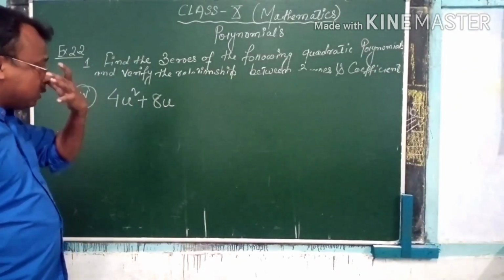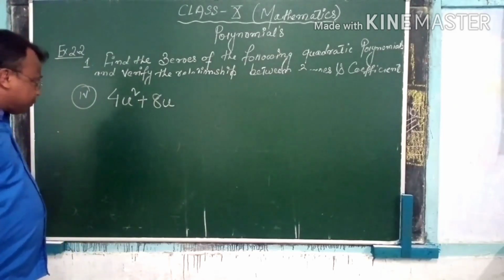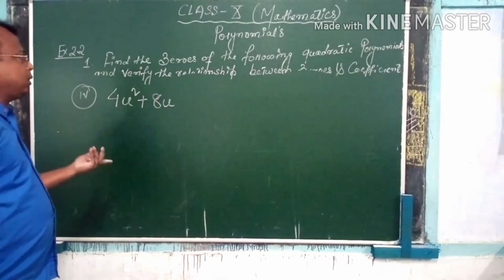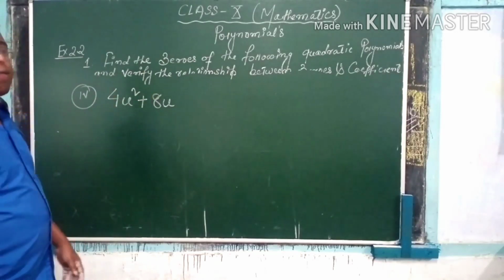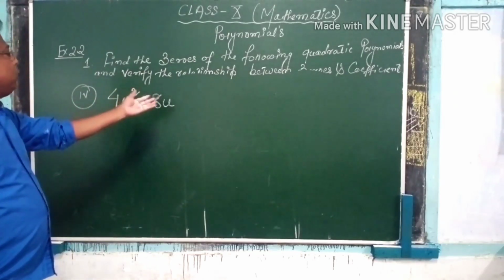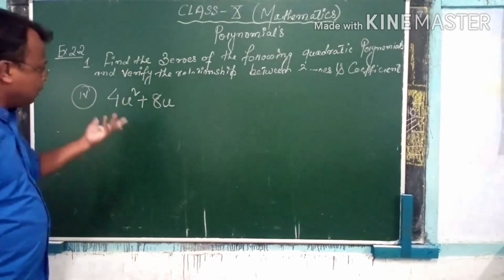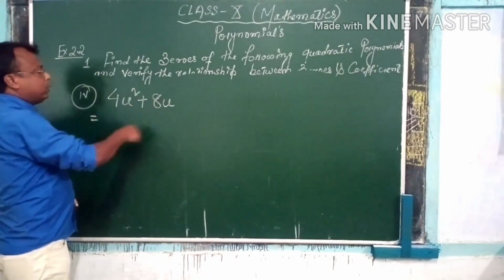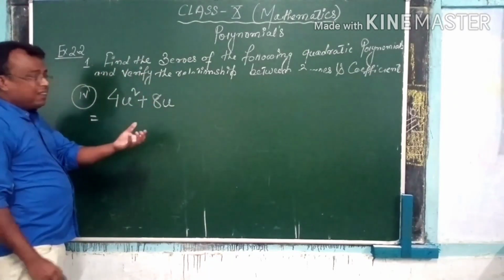Many students ask me, sir, how to solve this question? Here the constant term is missing. Okay, this is very easy. You can take out 4u as common. So no need to go for the splitting the middle term method. You can factorize this one by taking the common factors.